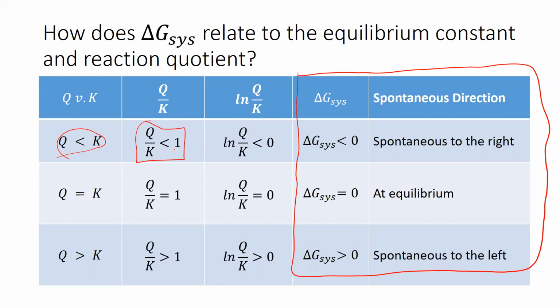And so if you take the log of something that's less than 1, that will have a value that's less than 0. And so these two things are kind of tied together, right? The natural log of that ratio of Q over K, the reaction quotient divided by the equilibrium constant. And so those things we're going to find translate very well together.